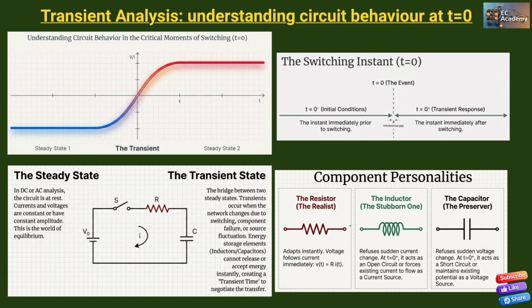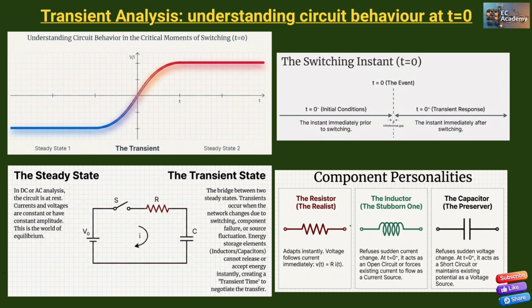Now let us understand the physics of switching. To analyze transients, let us look at this timeline. In the timeline, t equal to 0 is known as the switching event. Mathematically, we can distinguish between two specific instants: t equal to 0 minus, which is the initial condition, the instant immediately prior to switching, and t equal to 0 plus, which is the instant immediately after switching. So there is a strict rule: we must separate what is happening before the switch from what is happening after the switch.